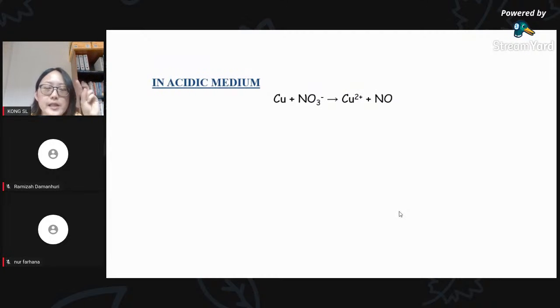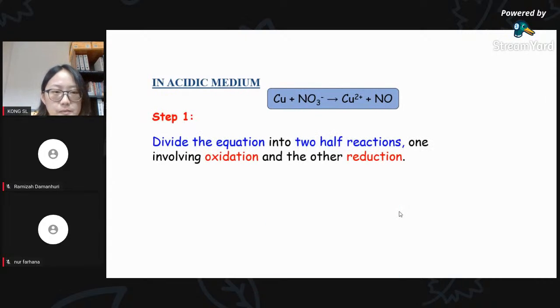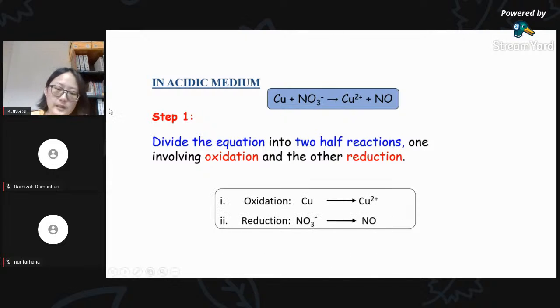Okay, let's check. For the redox reaction, there are 2 types. One is acidic medium, another one is basic medium. So let's check the acidic medium. Divide into 2 half equations, oxidation and reduction. Over here you must know how to calculate the oxidation number for the element. This one you can check by yourself. Over here, simple. This one I straight away know is oxidation because the oxidation number is increasing, from 0 to 2 plus. So oxidation.